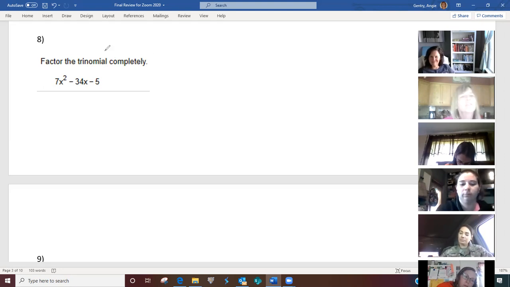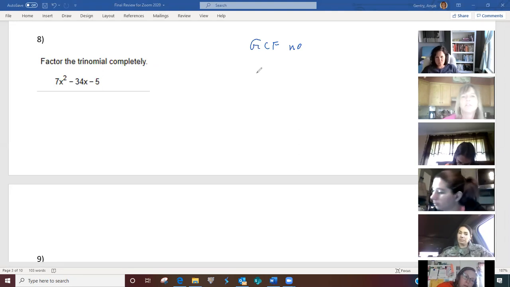Anyway, so this is a trinomial. I say factor, you say GCF. Is there one between 7, 5, and 34? Not going to happen. Then you say, no, not in this case. Then you say, what is it? It's a trinomial. Is it simple? Meaning, did it start with x squared? No. Then you say, oh man, it's a trinomial that goes over the top. So this is an over the top.